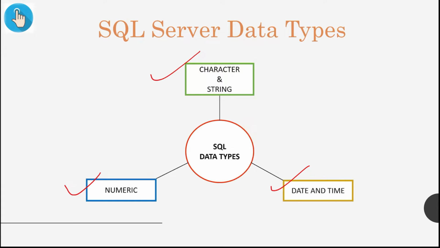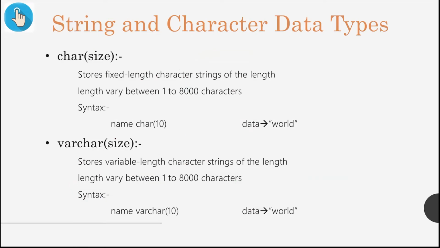So let us start with the first, that is the character and string data type. In this data type there are various types, but these two are the most commonly used, that is char and varchar. So first, char is a fixed length character data type, that is, it is a static data type. The range between them is 1 to 8000.